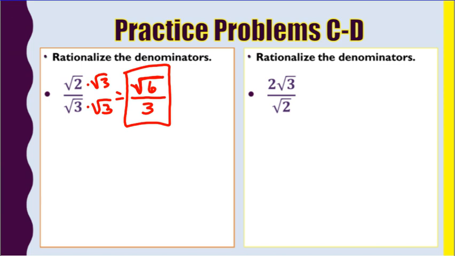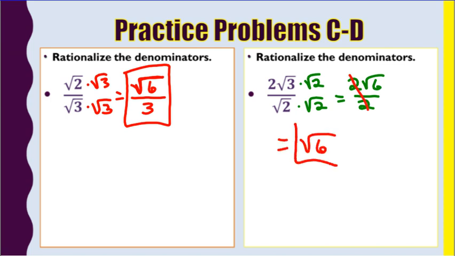And the last one here, multiply by the square root of 2, which gives us 2. Multiply this by the square root of 2, and that would give us 2 times the square root of 6. The 2's divide out, and I'm left with the square root of 6.